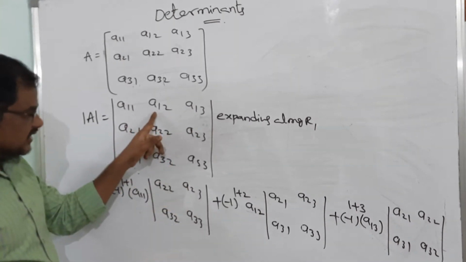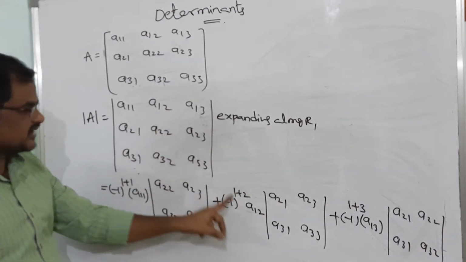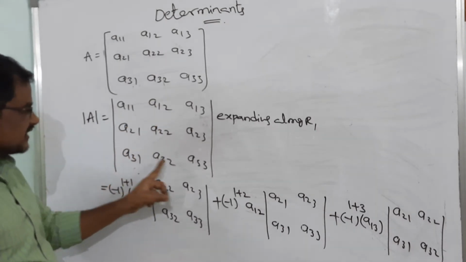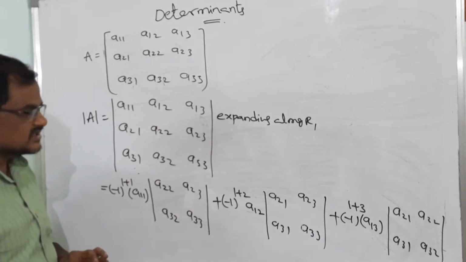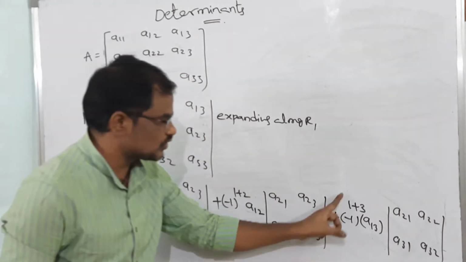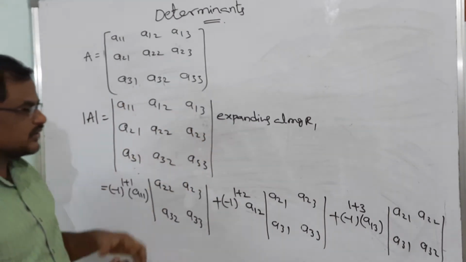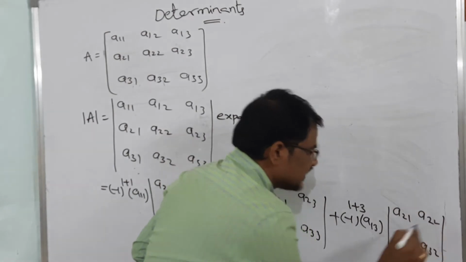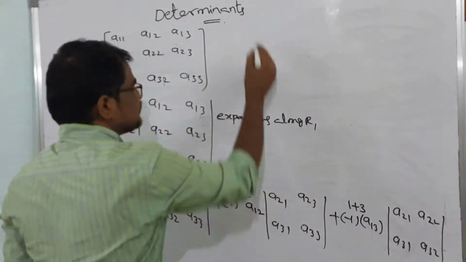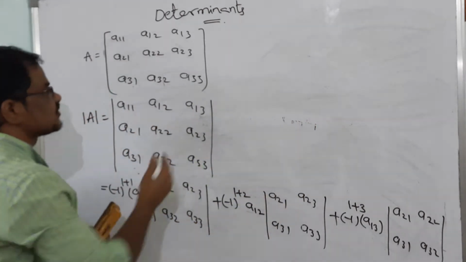Next come to second one, plus, minus 1 whole to the power of 1 plus 2 and multiply with element A12, eliminate first row and second column, A21, A23, A31, A33, right? Next take this one, minus 1 whole to the power of 1 plus 3, A13, eliminate first row and third column, so A21, A22, A31, A32. After that, final simplification what we have to do like this. So here we are expanding along first row, no?